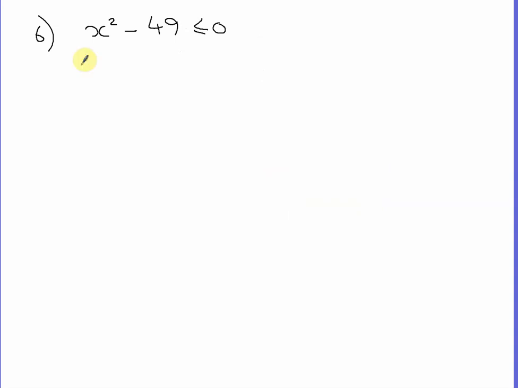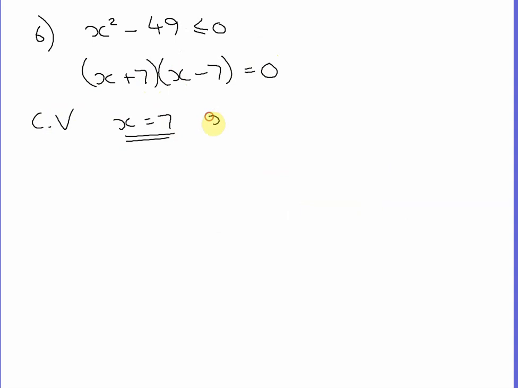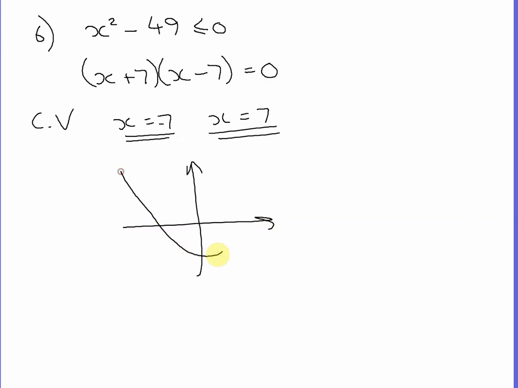This one is difference of two squares, so x plus 7, x minus 7 equals 0. Critical values are minus 7 and 7. Oh, I didn't put the minus on, there you go. Critical value sketch. It's going to be a nice symmetrical one. And we're looking at the values less than or equal to. So with my highlighter, I go less than or equal to. So in between 7 and minus 7, and just making sure I've got the equal sign on my inequality as well.